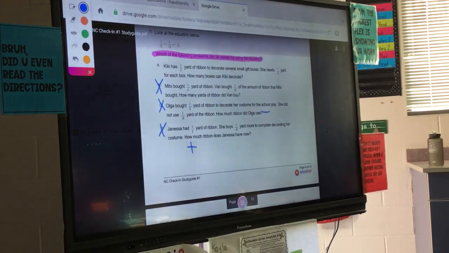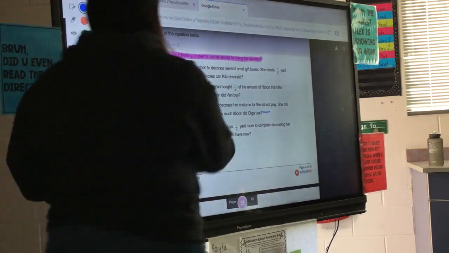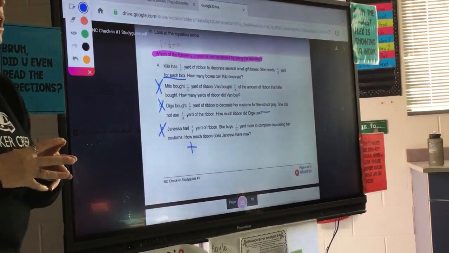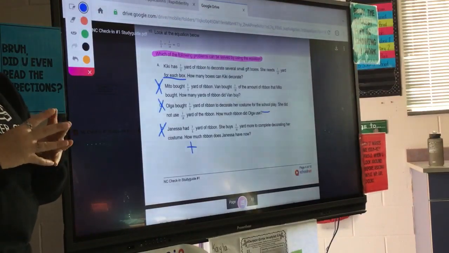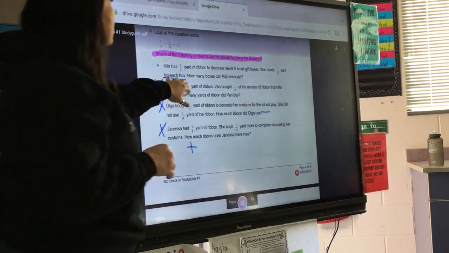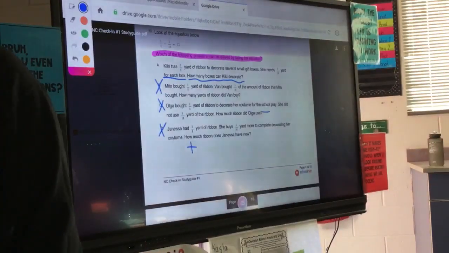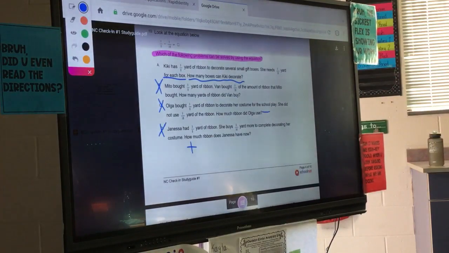The first one, A, is the correct answer. And the reason it's the correct answer is because of this keyword, words, whatever you want to call it. Listen to why your answer was wrong. Because it's talking about that she needs 3/16 for each box. How many boxes can she decorate? So the correct answer for this one is A. Okay?